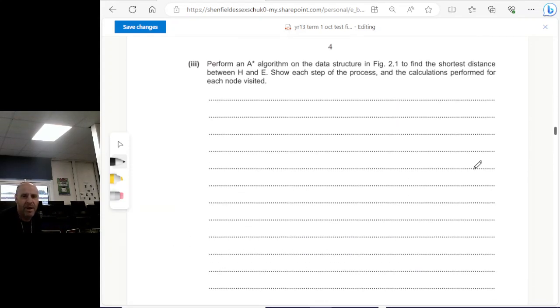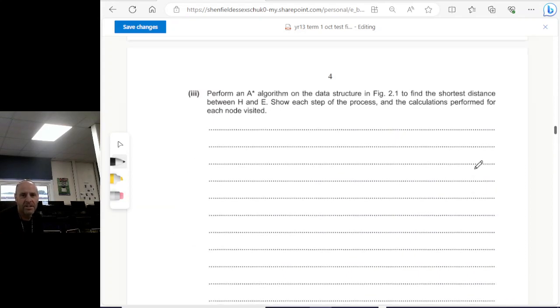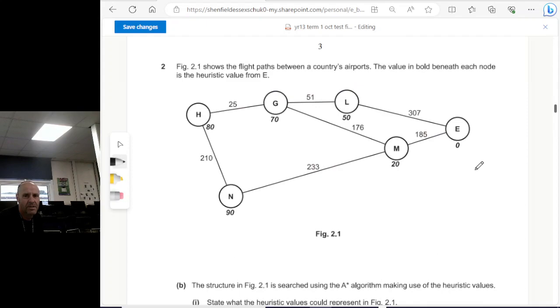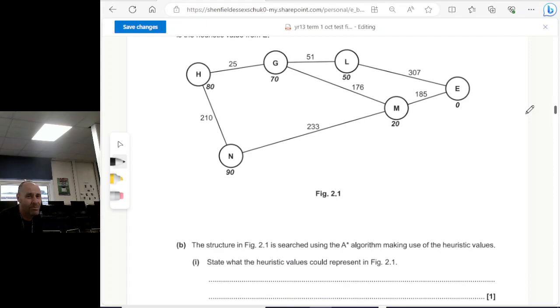Right, where we start, we've got to read the question. I think that was on the next page. He said H. Okay, so we're going to start at H. Now, I was pretty annoyed when this question came up because of the numbers. They're hideous. But you've just got to take time, make sure you double check things. Right. It's A star. I'm going to start off by just writing all the node names down. It doesn't matter what order I do them. So I'm just going to go H, N, G, L, M, and E.